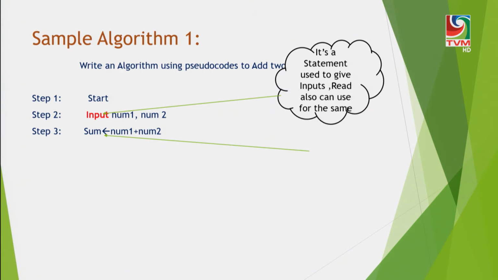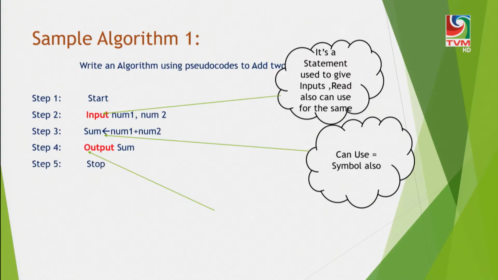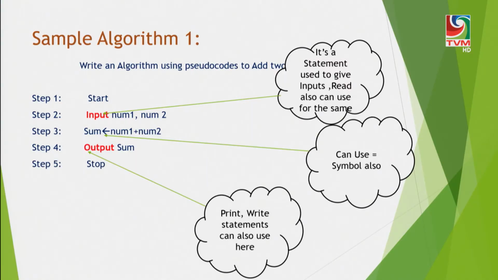Now you can see there is an arrow mark there. You can replace the arrow mark by using an equal sign. So you can use the equal sign also in place of the arrow mark. Output sum. Output is also in red color, meaning it's a keyword. You can replace the output by using the keyword print or write. Either you can use a print statement or a write statement in place of the output statement.